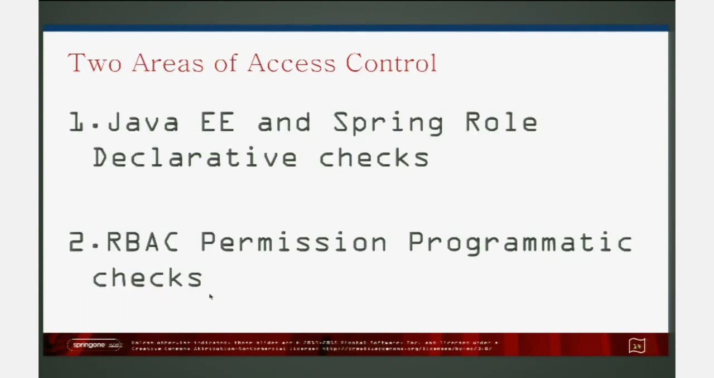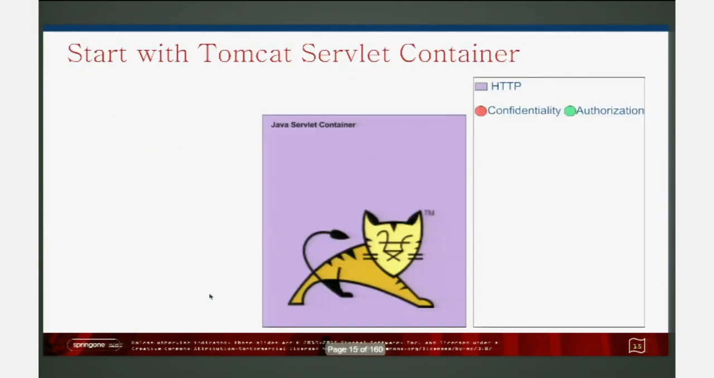These are the two areas of access control that we're going to be focusing on. Area 1 is Java EE and Spring Role. That's a declarative level of access control. The second is role-based access control, permission-based semantics. We're going to be exercising programmatic permission-based invocations. Okay, so let's get started.